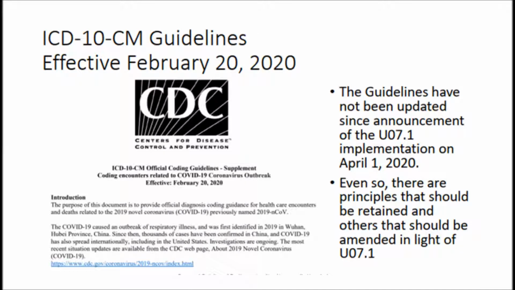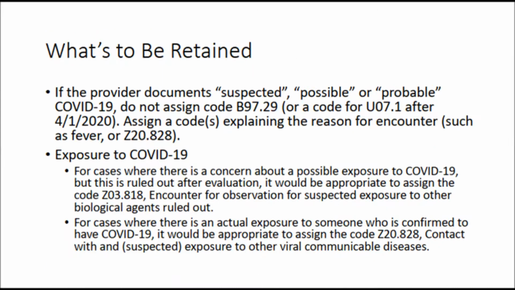ICD-10-CM Guidelines effective February 20, 2020. The guidelines have not been updated since the announcement of the U07.1 implementation on April 1, 2020. Even so, there are principles that should be retained and others that should be amended in light of U07.1. What's to be retained? If the provider documents suspected, possible, or probable COVID-19, do not assign code B97.29 or a code for U07.1 after April 1, 2020.